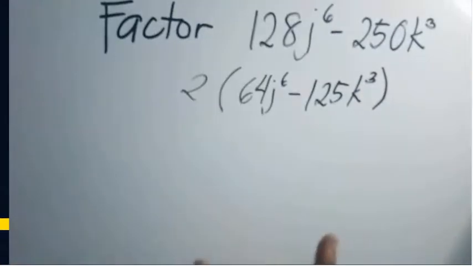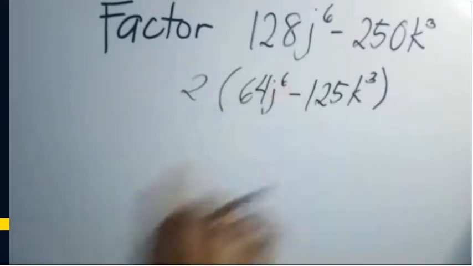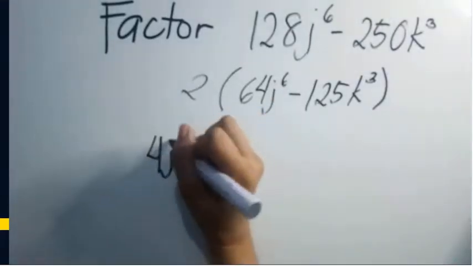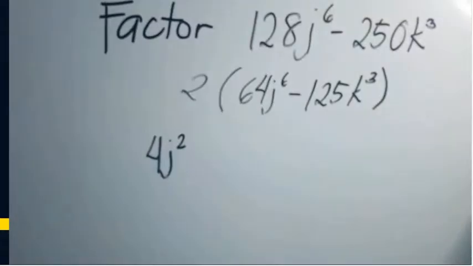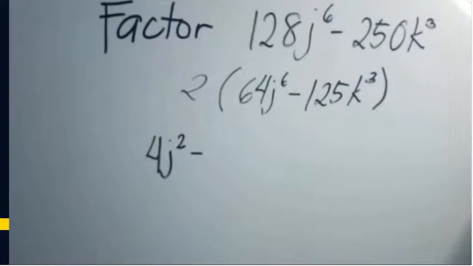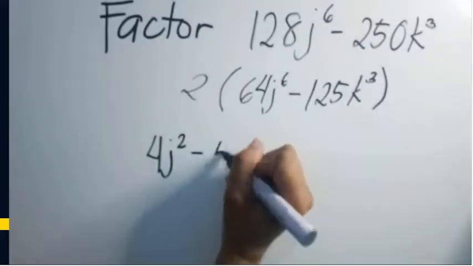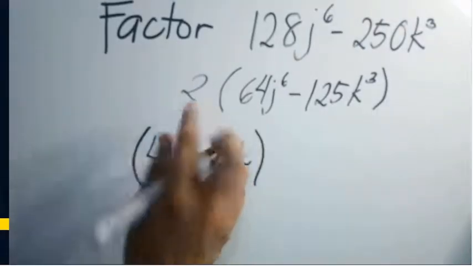Then, let's proceed to find the binomial factor. So, what is the cube root of 64j to the sixth? We have 4j to the second, or 4j squared. Then, copy the sign. We have minus. Then, what is the cube root of 125k to the third power? Yes, it is 5k. Times the common factor.